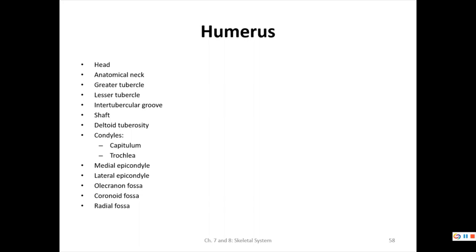Now, we're going to start with the head of the humerus, which is what's going to articulate with the glenoid fossa. Then we're going to look at our anatomical neck, our greater and lesser tubercles, our intertubercular groove, the shaft, also called the diaphysis, the deltoid tuberosity, the two condyles, the capitulum and the trochlea, the medial and lateral epicondyle, the olecranon and coronoid fossa, and radial fossa.